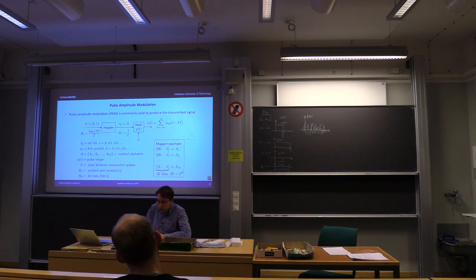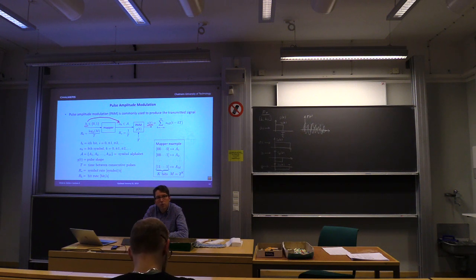It's a modulator, so the input is bits and the output is a signal. Digital to analog conversion. It's done in 2 steps. The first step is to take bits and then map them onto an amplitude. So the first step, the mapper here, maps bits into symbols or amplitudes.